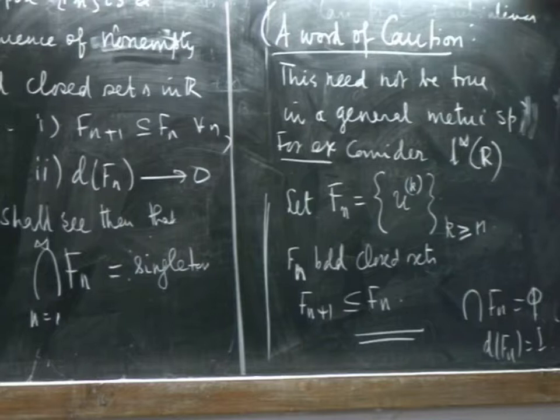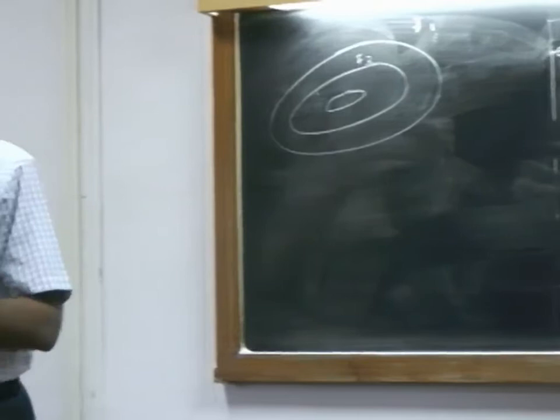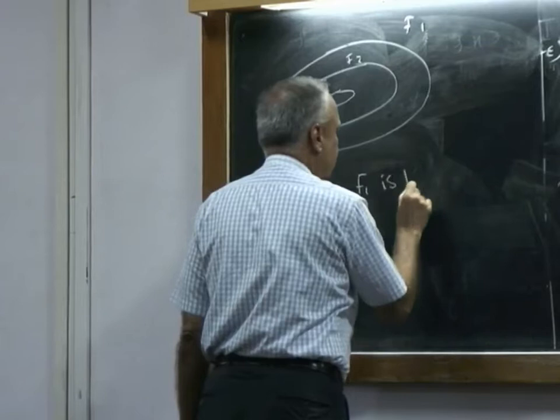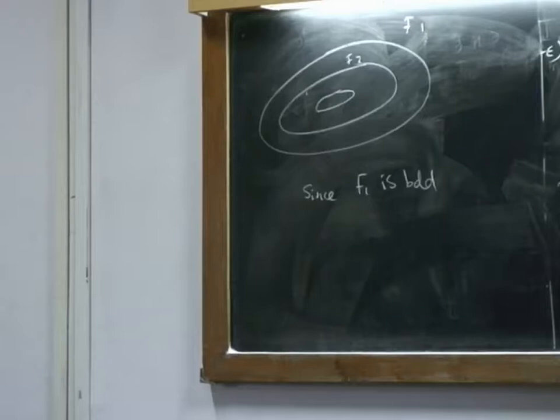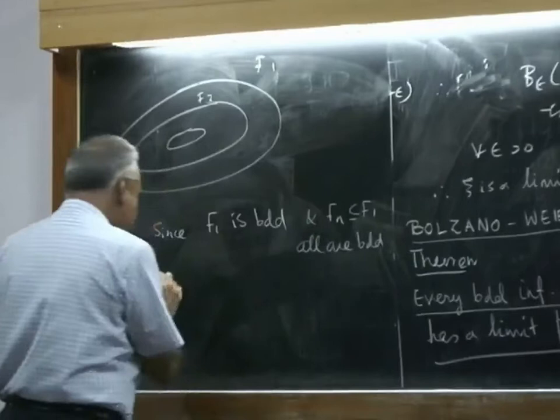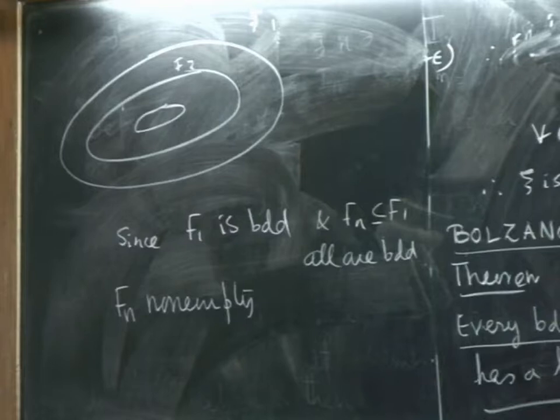What does that mean? I have F1, I have F2, and so on, one inside the other. These are all closed sets which are shrinking inside the other. Now, since F1 is bounded, all of them are automatically bounded, because they are shrinking. So Fn contained in F1, all are bounded. Okay, I don't have doubt. Now Fn's are non-empty. That is part of the hypothesis. So I can pick an element in Fn. Each one of these Fn's must contain at least one point.